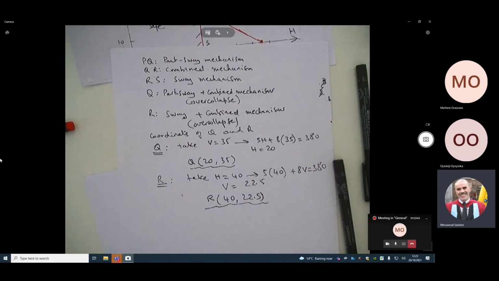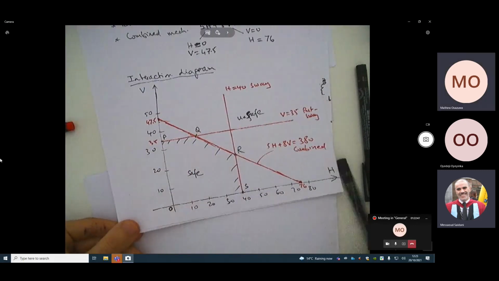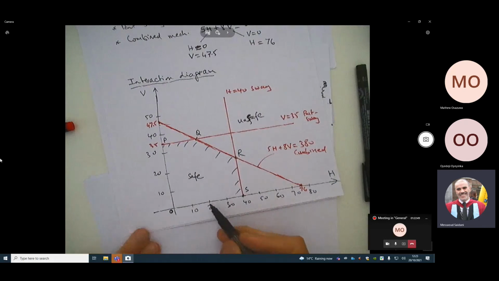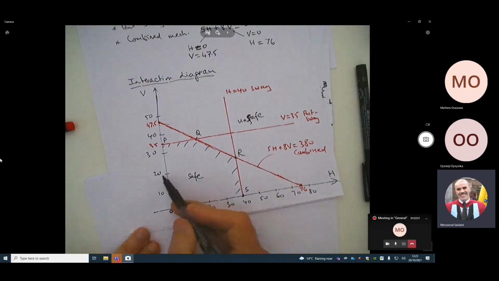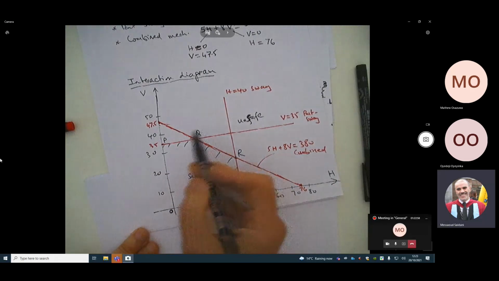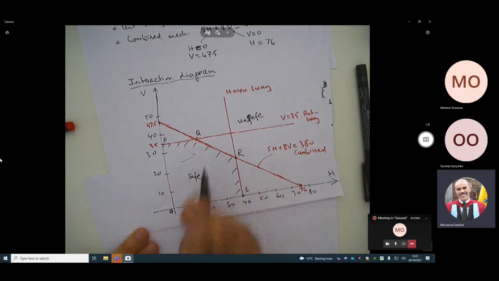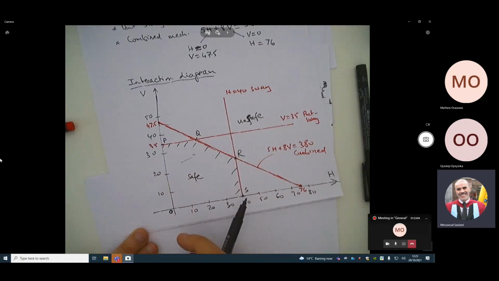Okay? So this interaction diagram gives us all the possibilities. So any load combination inside, for example, if I take H 20 and V 20 kilonewtons, it will not give me any collapse, it will be safe. Okay? And then any load combinations on the border here give you one of the mechanisms that we have analyzed.